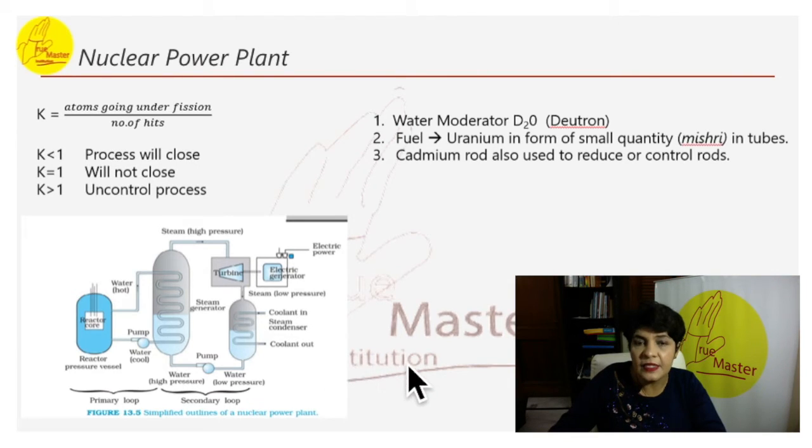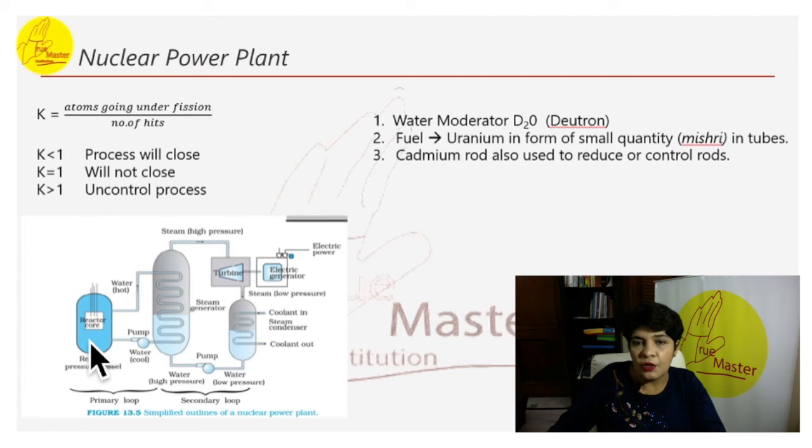Let us look at this picture. This is from NCERT. In this nuclear power plant, it is showing that the reactor is kept here. These are the rods which are attached here to control. These are the control rods of cadmium, to control the product. The moderator surrounding this is D2O, that is deuterium. This is the moderator.